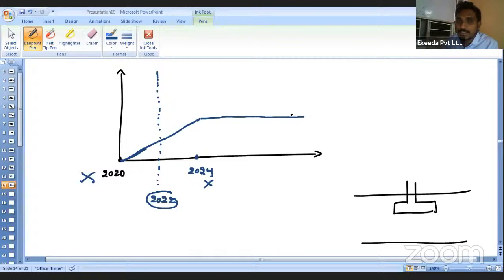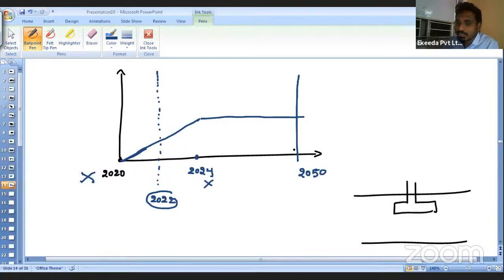Further, suppose I want to find out, because of the construction of the foundation, what settlement is happening in the soil at 2050. How much time span do I have to consider? Do I have to take 2050 minus 2020? No. 2050 minus 2024? No.